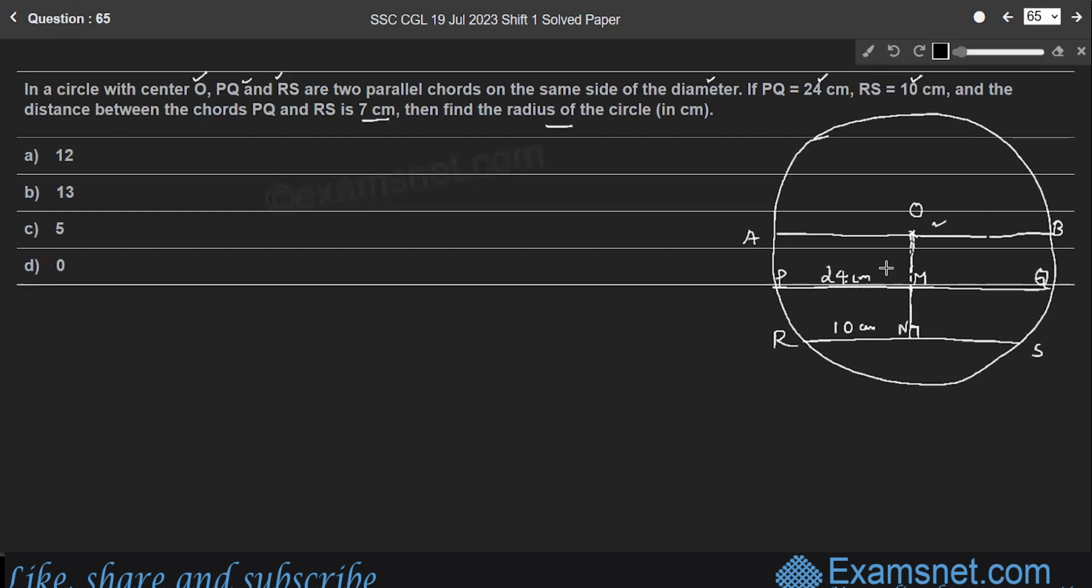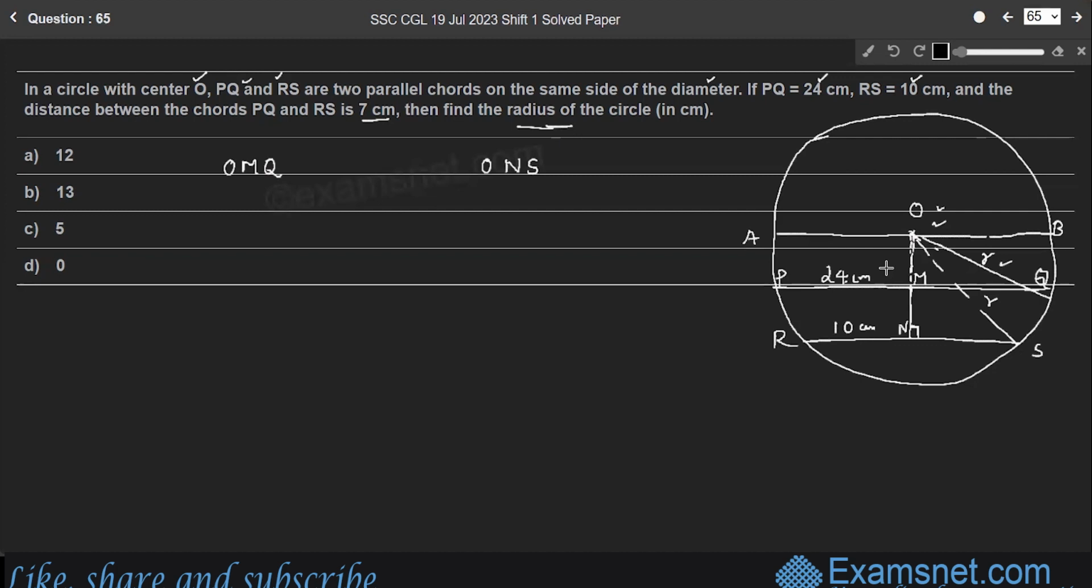So here we need to find the radius of the circle. So how to find the radius? For that, let us join O and Q, and O and S. Here OQ and OS are both the same, the radius of the circle, right? To find the radius of the circle, let us consider triangles OMQ and ONS. In both the triangles, we have the radius, right?